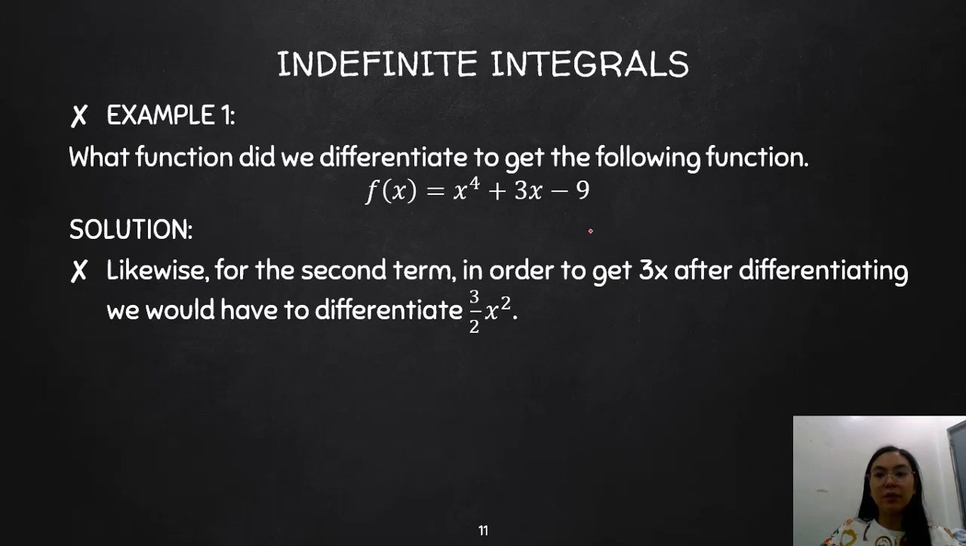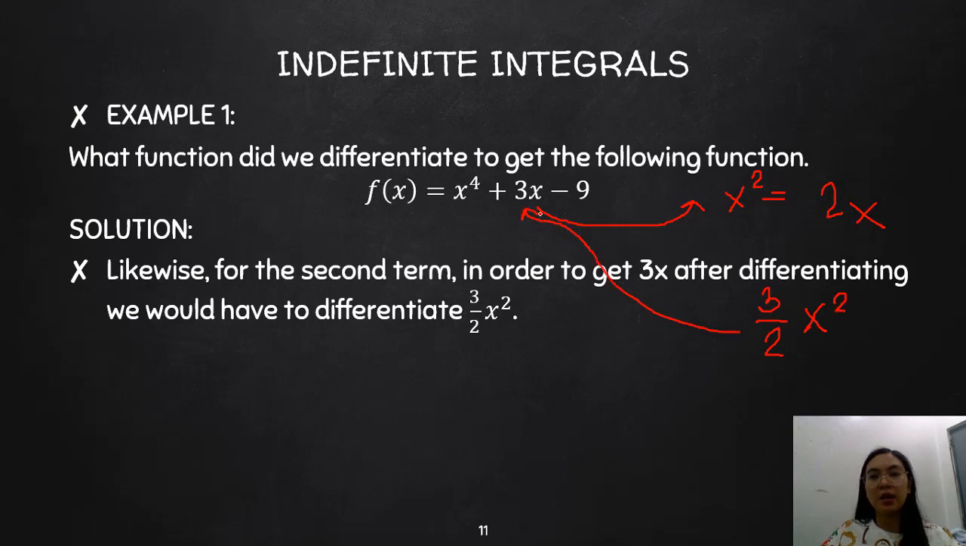So, for the second term, in order to get 3x, we would have differentiated 3/2 x squared. So again, di ba, x comes from x squared. But when you differentiate x squared, it becomes 2x. Eh, 3x ang gusto natin. So, dapat, ang i-differentiate natin is 3/2 of x squared para ang lalabas na sagot is 3x.